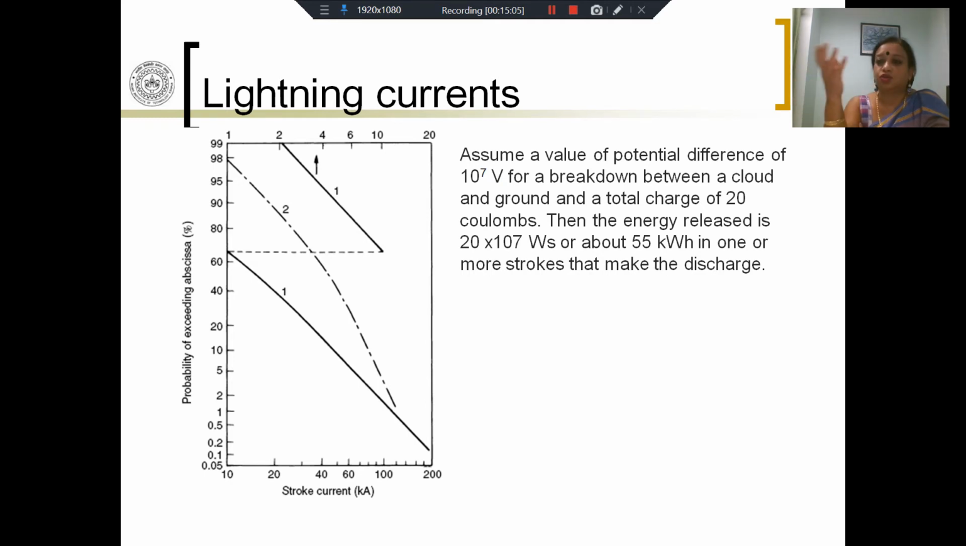The first two strokes will have the most energy. That means in lightning, we are considering a very high energy discharge, and that is why lightning causes so much damage to its surroundings.